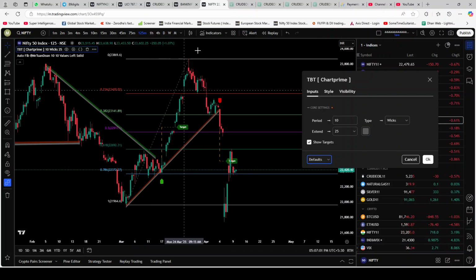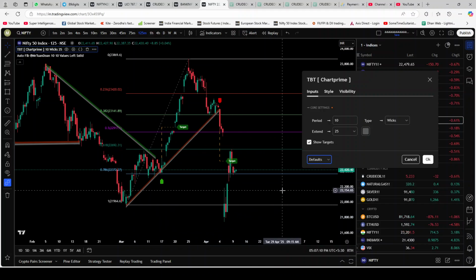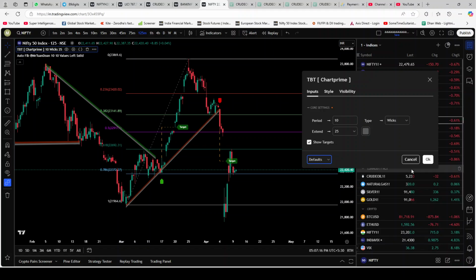Now this target, both the times, has been exceeded. On the long it's gone past this target by about 1.5% more, and on the way down also it's gone past double. So the default settings are also great on this indicator. It's TBT by Chart Prime. I'll show you the full name, and I'll also leave the name of the indicator and the author in the comment section so that you have no difficulty finding it.